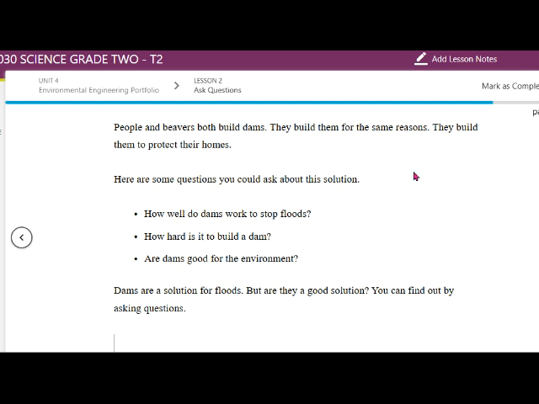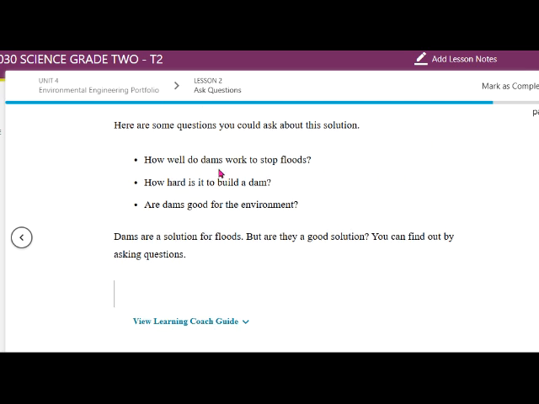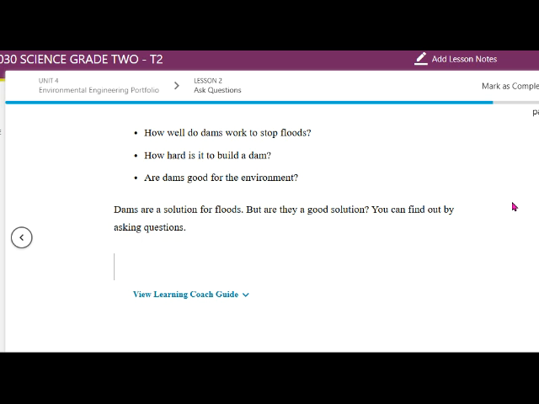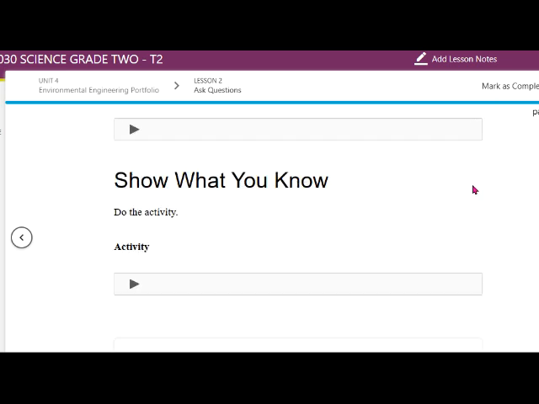Here are some questions you could ask about this solution. How well do dams work to stop floods? How hard is it to build a dam? Are dams good for the environment? Dams are a solution for floods, but are they a good solution? You can find out by asking questions.